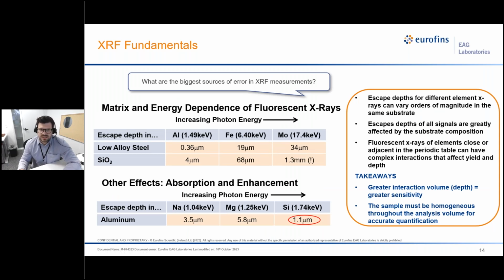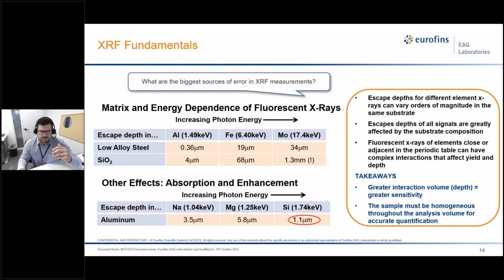To expand on that thought, the escape depths for different element X-rays can vary on orders of magnitude, both in the same substrate, but also all elements are greatly affected by the makeup of the substrate itself. To understand that a little more, let's check out this first table. In this table, you'll notice we're looking at two different types of samples. Not only is the escape depth getting deeper as the energy photon increases, but it also increases when looking at a sample with a lighter matrix, and this is across the board, and this one's silicon oxide.